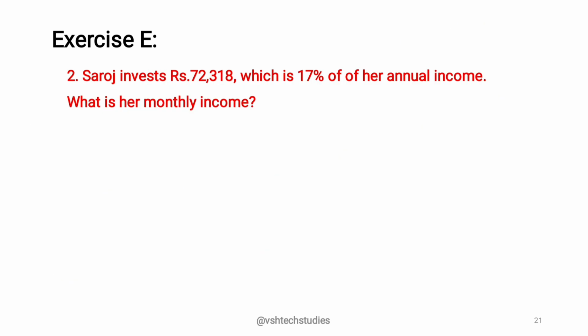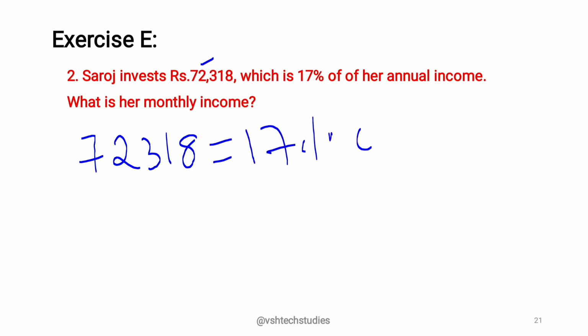Next, take up the second problem for today's session. Saroj invests 72,318 rupees, which is 17% of her annual income. What is her monthly income? Okay. Once again, we'll read the problem. Saroj invests rupees 72,318. So she is investing 72,318, which means equal to 17%, okay, of her annual income.